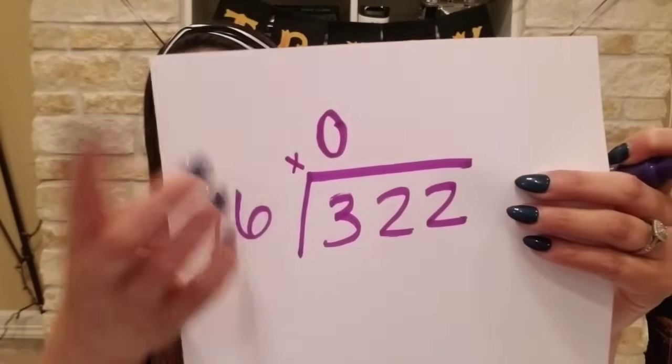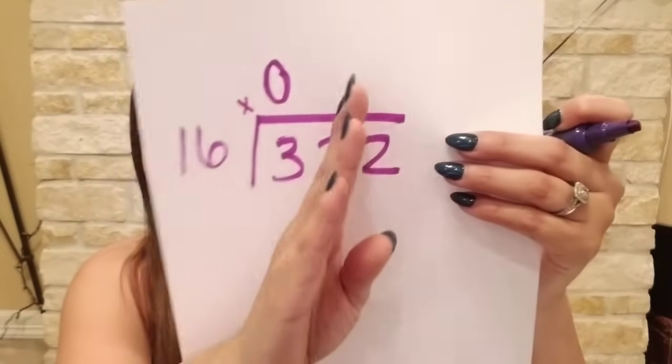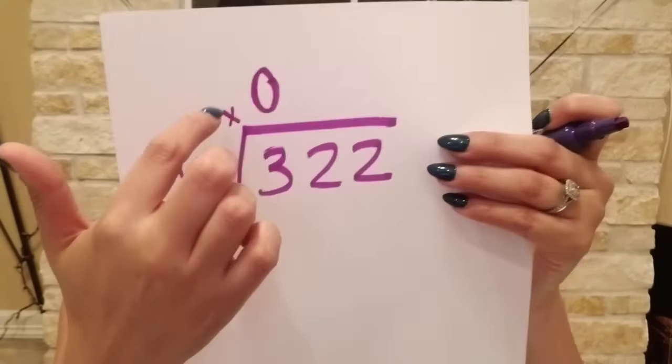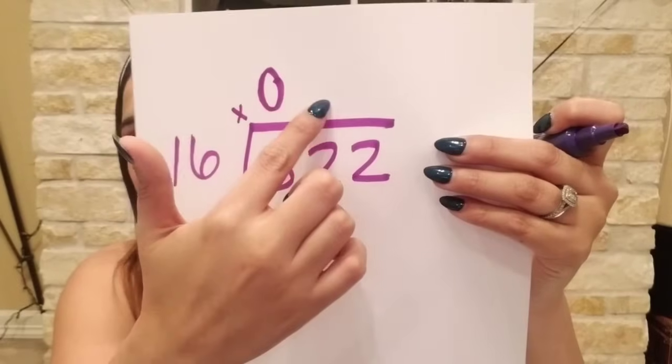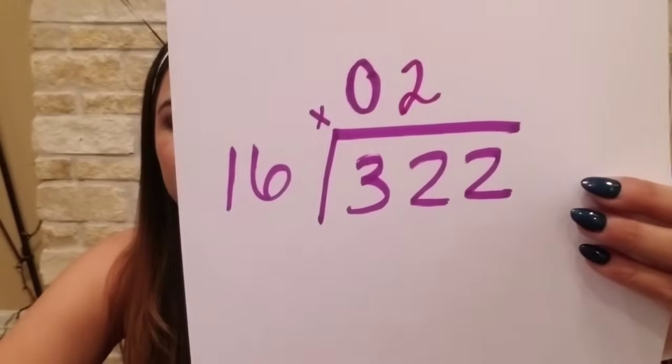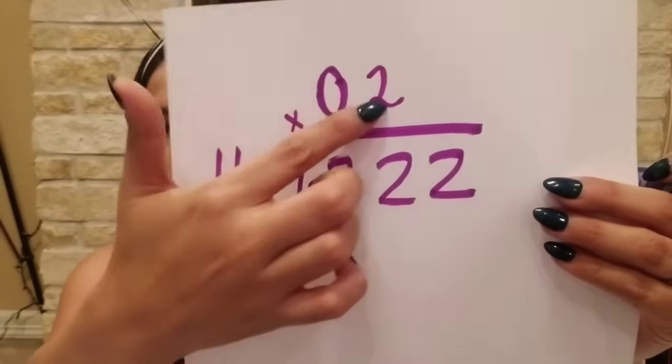And I forgot to put my little multiplication sign right there. But again, I'm working with 16 times 2. So 16 times 2 equals 32. Okay? So again, 16 times 2 equals 32. So now I'm ready to subtract, minus 32.